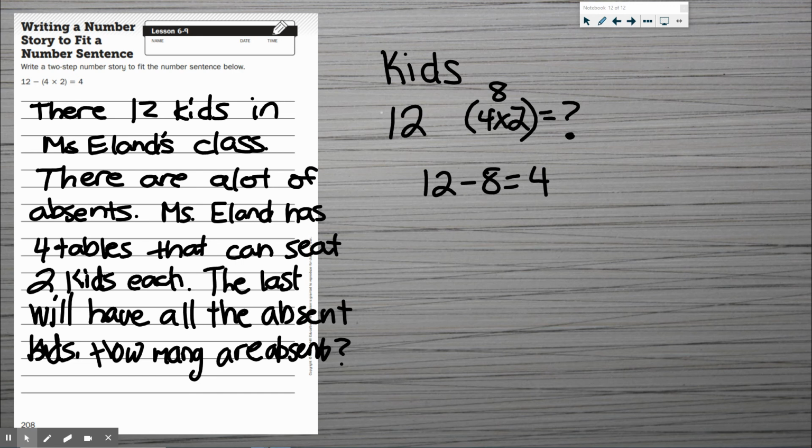Try to make this sentence a number story. You will work at this, and then we will look at some that have been made and talk about them, see if we can solve them, see if they make sense, and then see how we can fix them.